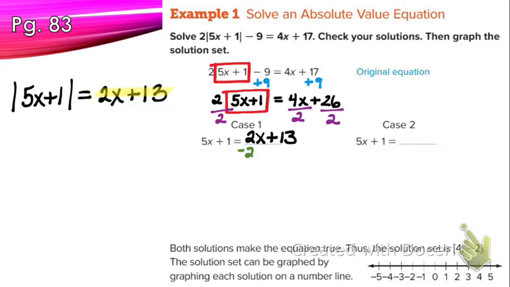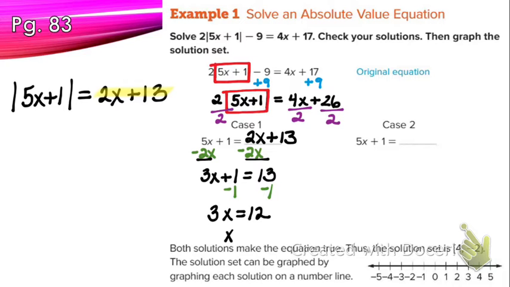So we subtract 2x, which is 3x plus 1 equals 13. What's the next step? Subtract the 1, which is 3x equals 12. What's the last step? Divide by 3, and you get x equals 4. So who got x equals 4?